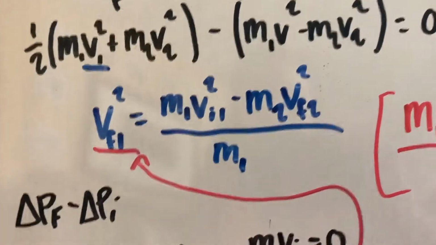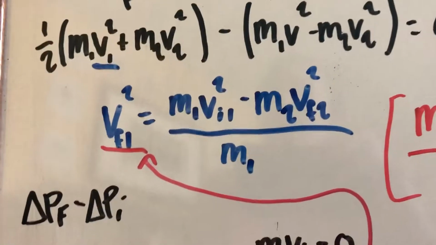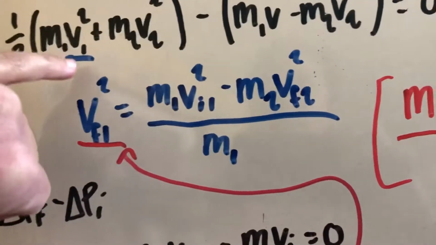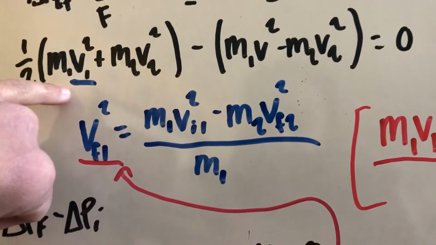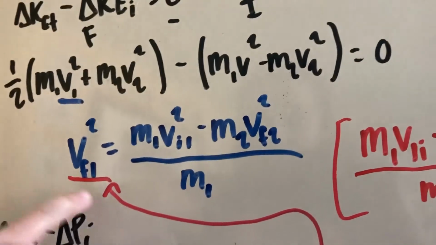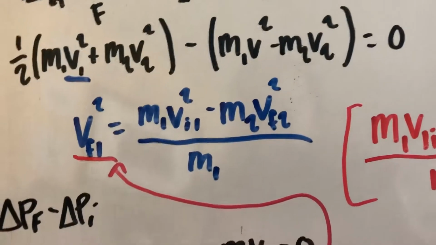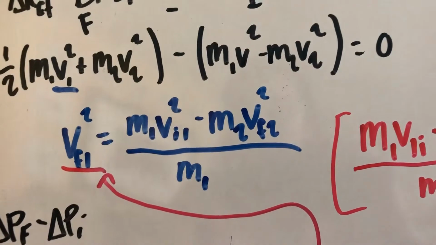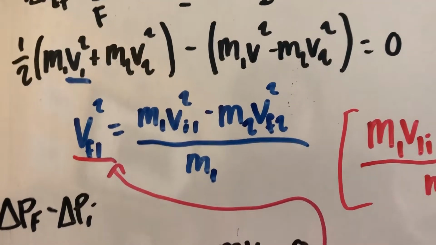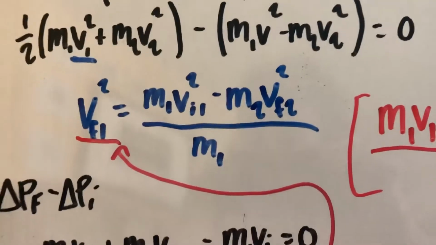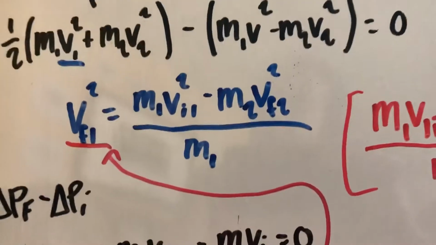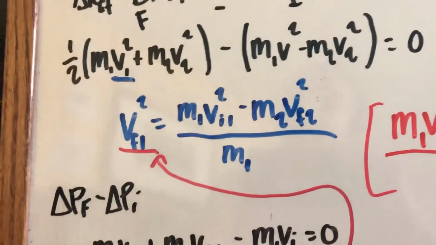You do some plug and chug, because what we're looking for in this problem is our final velocity of v1 squared. So we rewrite that. Final velocity squared is m1v1 squared minus m2v2 squared all over m1. It's kind of the formula that we're getting.